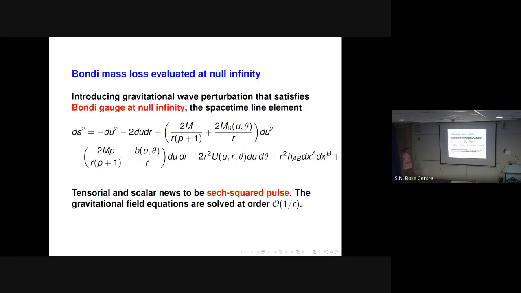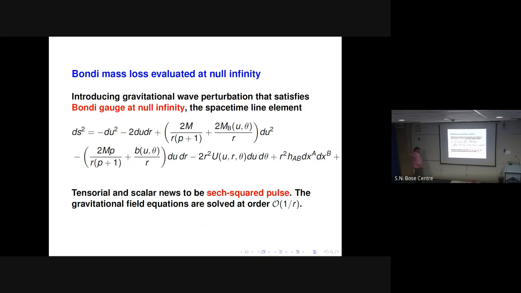Okay, so now what happens at null infinity? The basic thing here is to understand that if you want to study any kind of radiation, be it electromagnetic, be it gravitational, the natural home is null infinity. Because once it reaches null infinity, then you can only tell that it's a radiation.